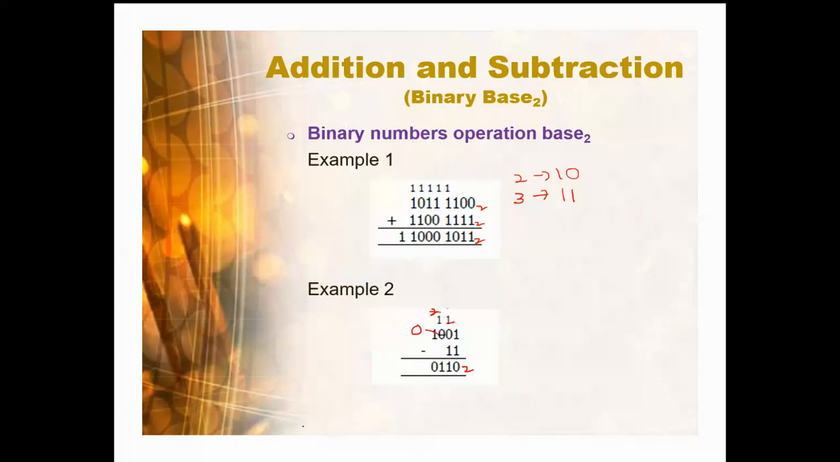Bila dia 2, so 2 tolak 1, dia akan jadi 1. Tadi dia pinjam sebelah, dia tinggal 1. So, 1 ni turunkan lah. Ini akan jadi kosong. Jawapan dia ialah 0, 1, 1, 0, base 2. So, this is how you do subtraction. I hope you can, nanti you akan buat latihan dalam the next slides.